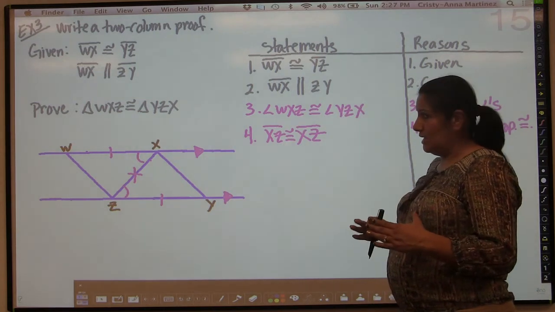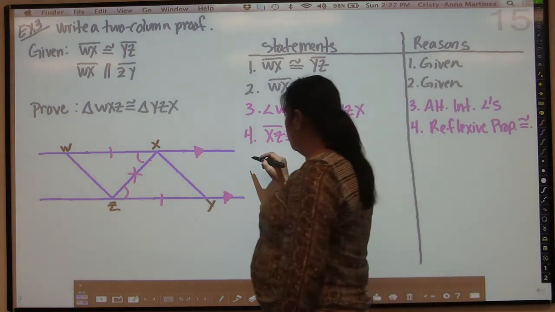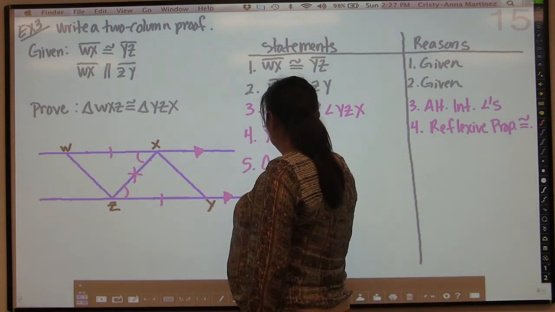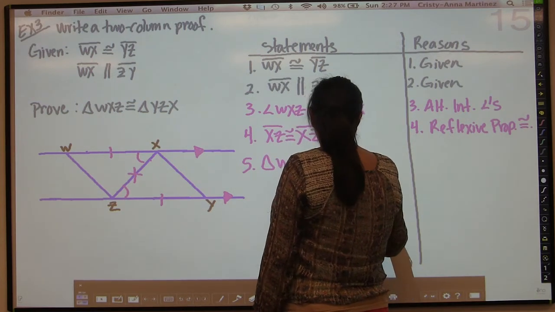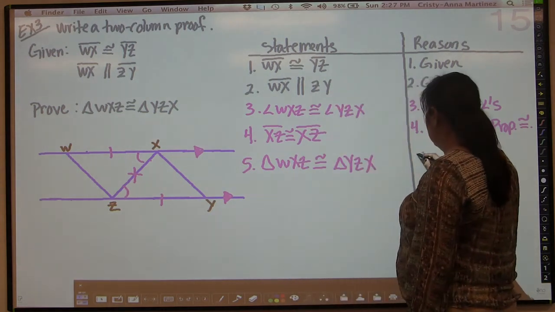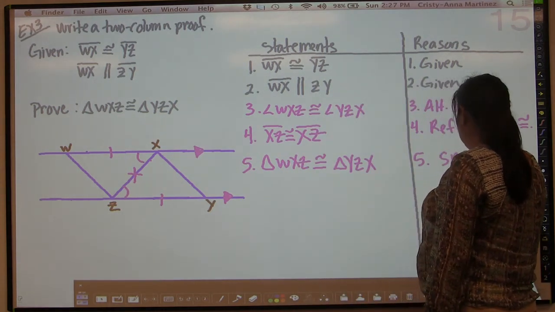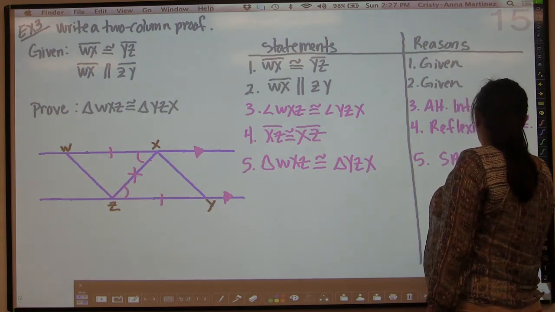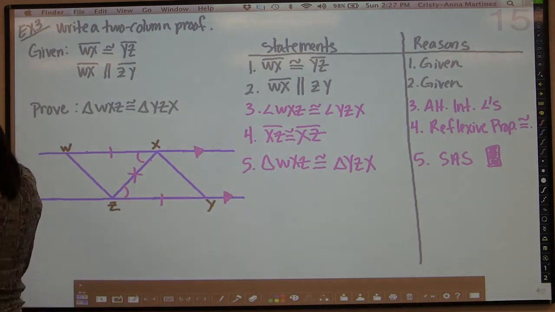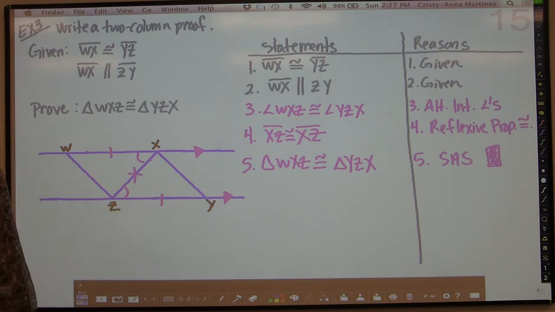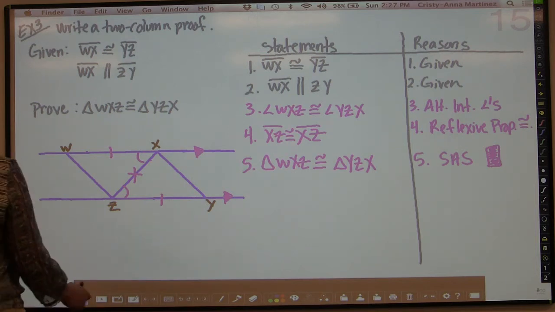And now we have two pairs of sides, one pair of angles, and the angle is in between the two congruent sides, and therefore we can prove that triangle WXZ is congruent to triangle YZX by side, angle, side. And we are done with our proof for example 3. Now, isn't that lovely? And then we have, I think, one more.